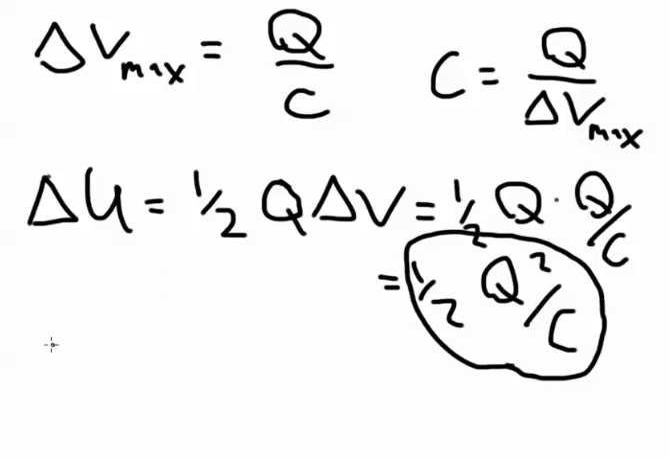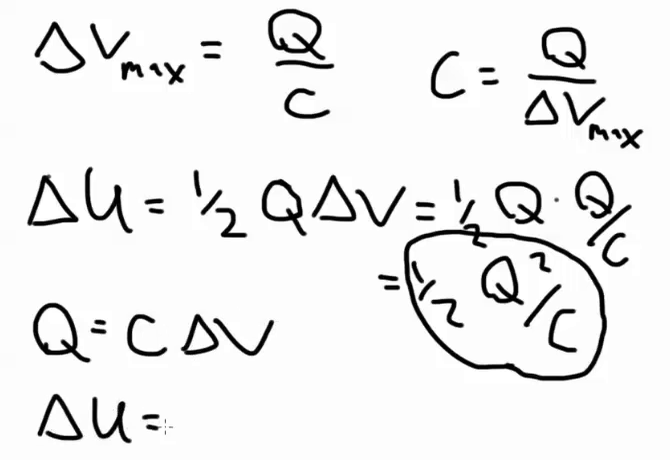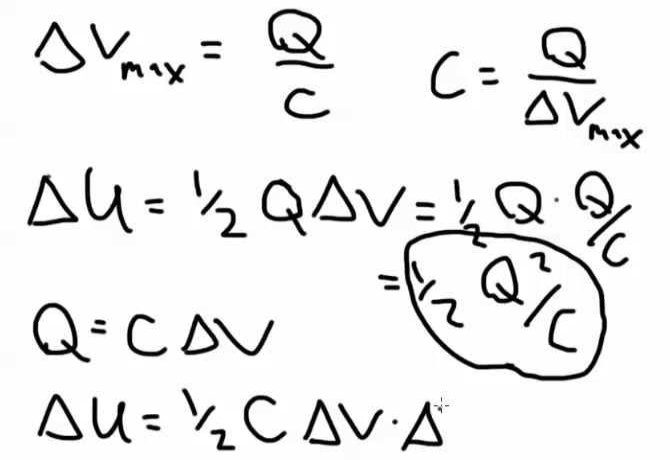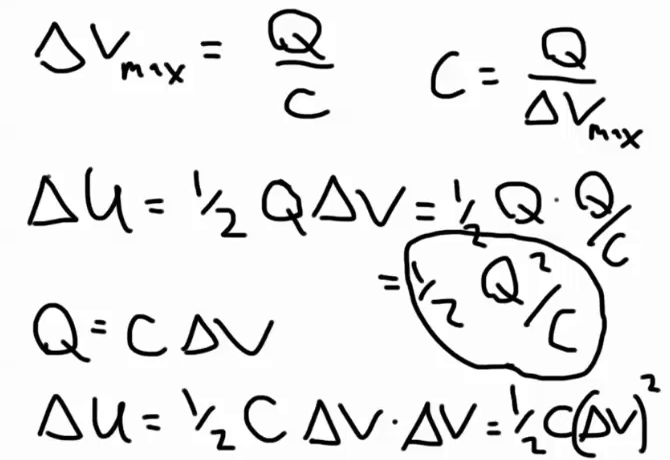Another thing we can do is we can say that Q equals C delta V, and that means that delta U equals 1/2 C delta V times delta V equals 1/2 C delta V squared. So this formula also tells me the amount of energy that's stored on the capacitor. Okay, so let's apply this.